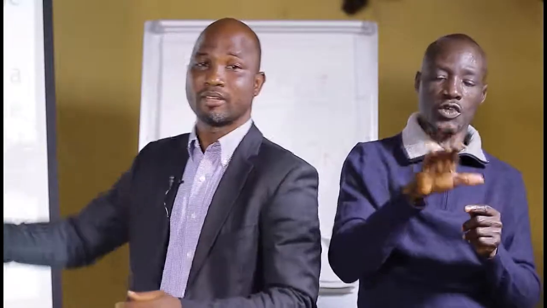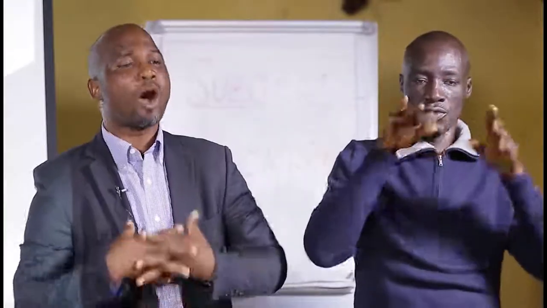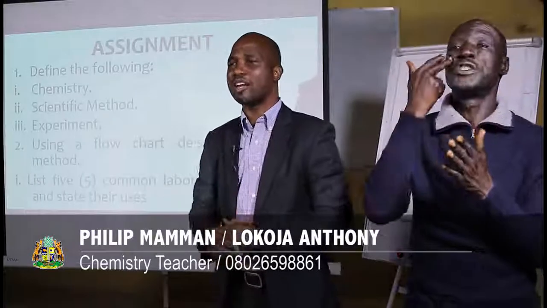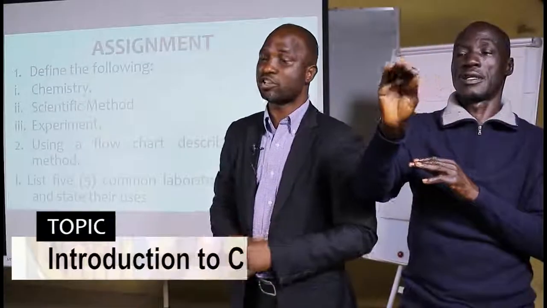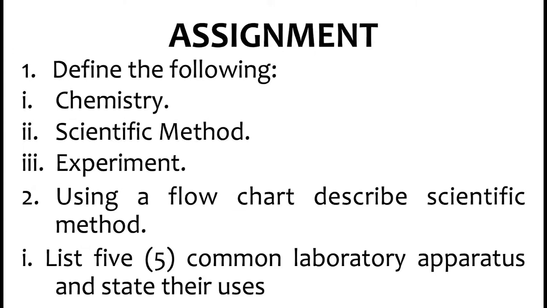My wonderful students, as we round up our lessons today, I would like us to look into our assignments. These are some of the things that you go into to see whether you have actually learned from the lesson. And you can use resource material to give us answers for this assignment. My assignment says, define the following. 1, chemistry. 2, scientific method. 3, experiments. Number 2 says, using a flow chart, describe scientific method. Then number 3 says, list 5 common laboratory apparatus and state their uses.